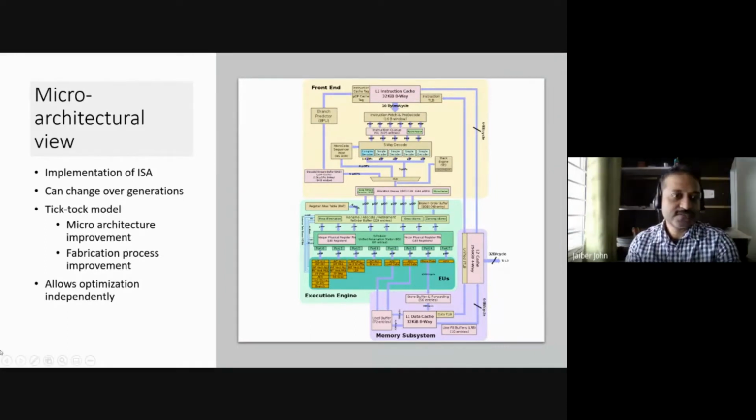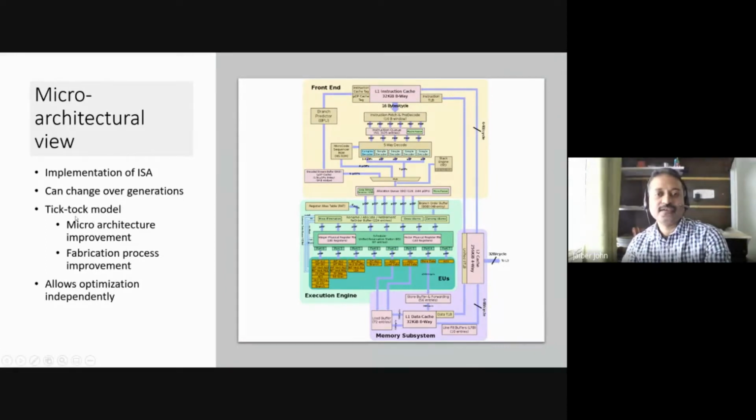I'll also talk about the tick-tock model. There are two things to understand. One is the microarchitecture, which defines what is shown in this picture: the decoder, the branch predictor, instruction decoding, scheduling, and execution engines. Then we also have the fabrication process, like which gate to use, whether a MOSFET or a FinFET, or which etching or lithography procedure to use. That's an entirely different field. These two fields improve independently.